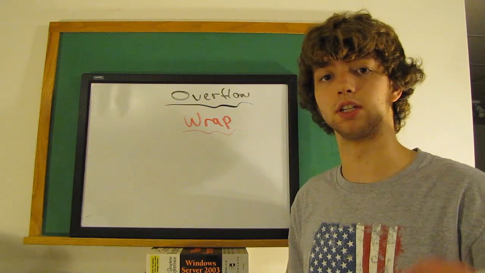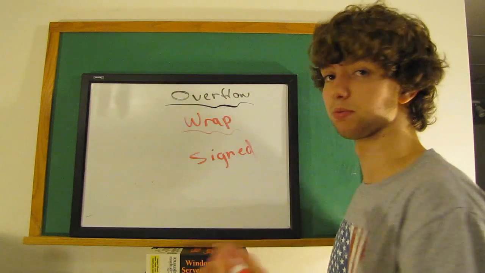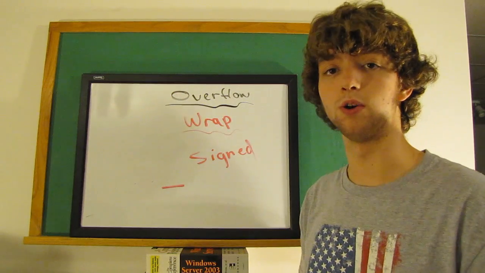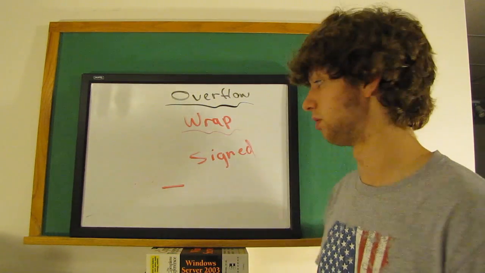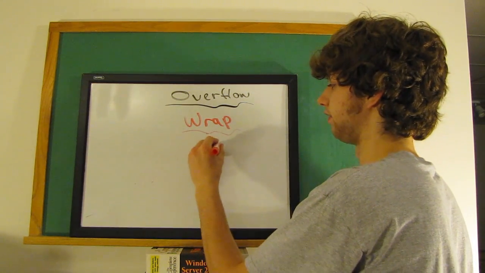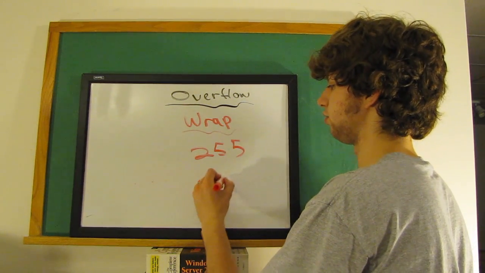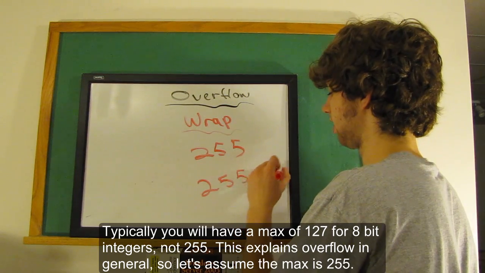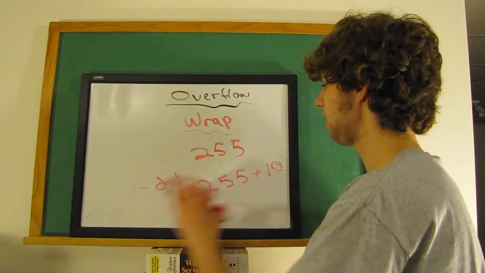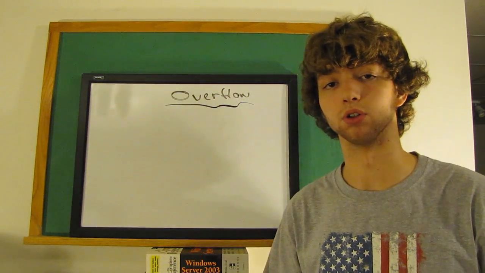And as well, if you are using signed integers, for example, and you add 1 to the maximum possible value, it may go to the lowest possible negative value. So if let's say the highest value you can have is 255, and you're adding 255 and 10, you may get something like negative 240 something, and that's going to throw off your program and not give you the proper results.